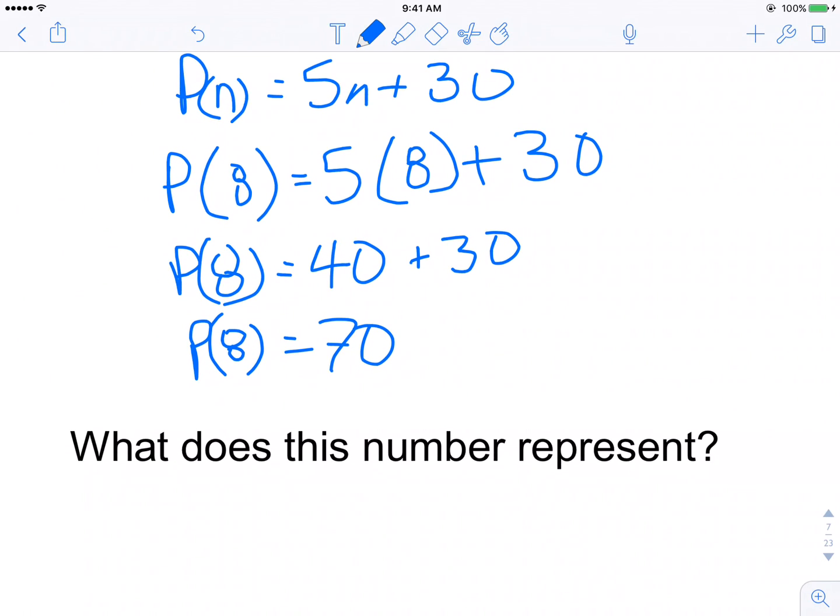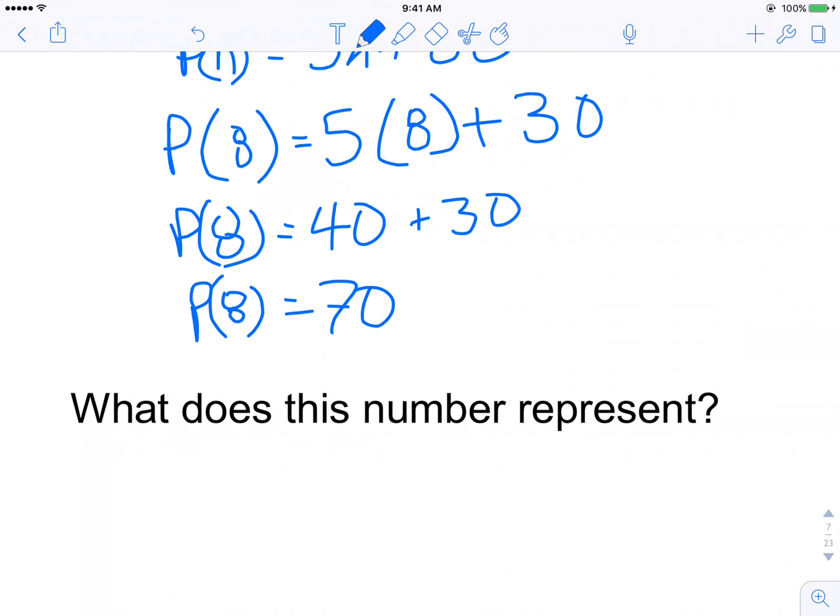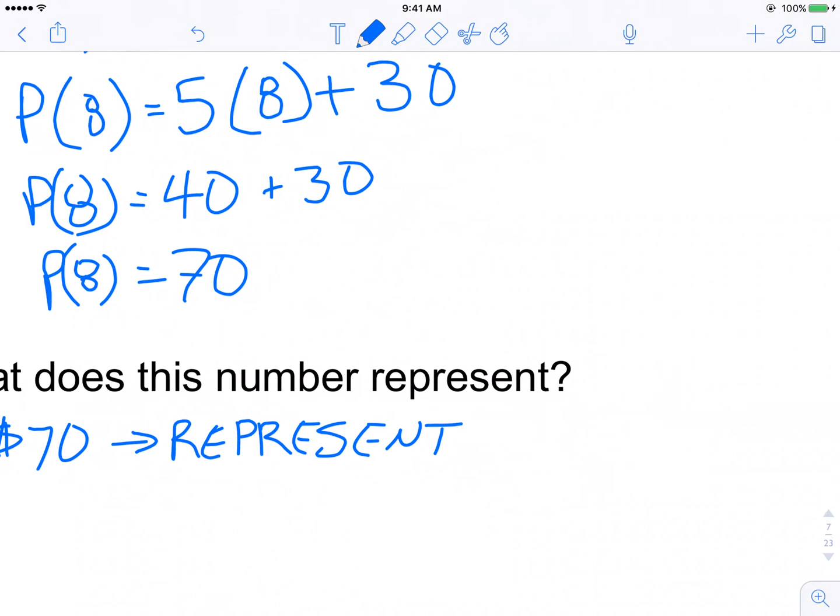The next part says, what does this number represent? This number represents, $70 represents her pay for 8 surveys.